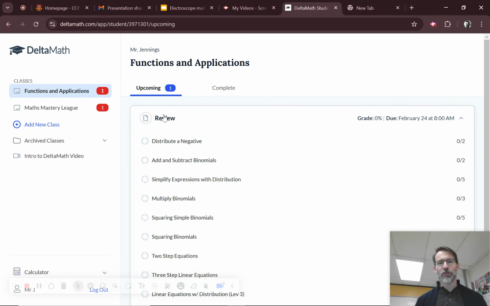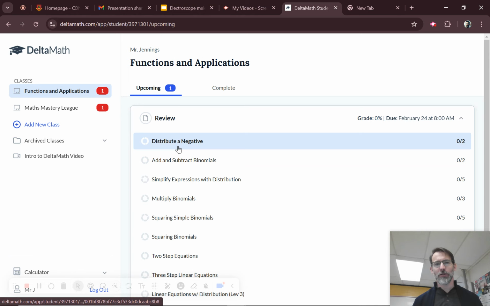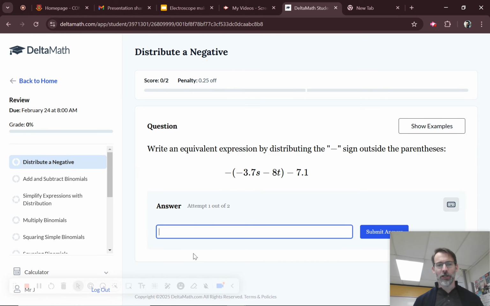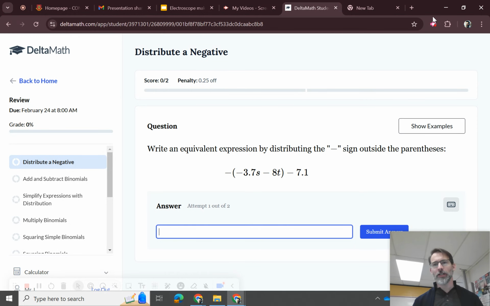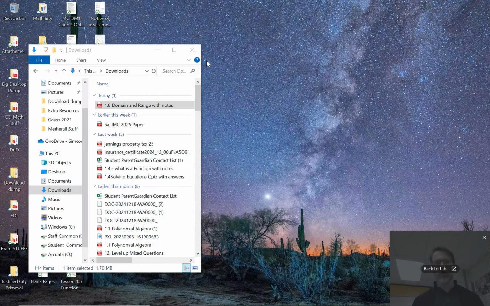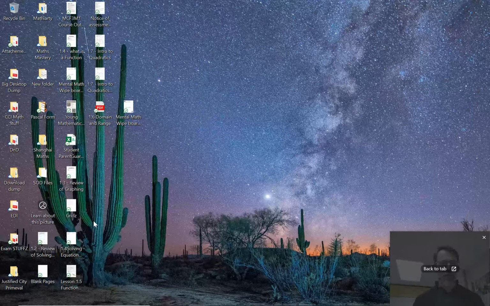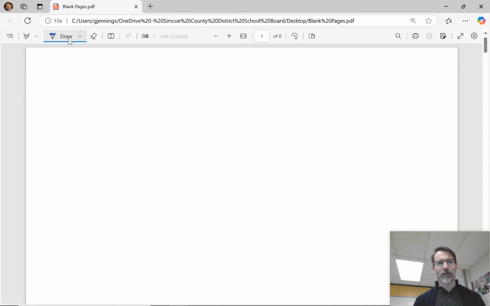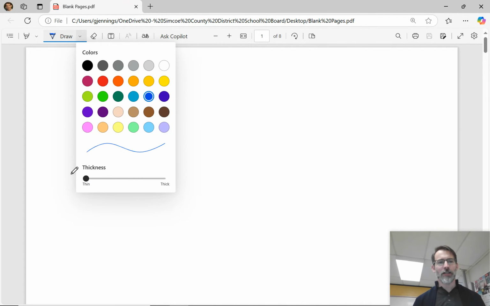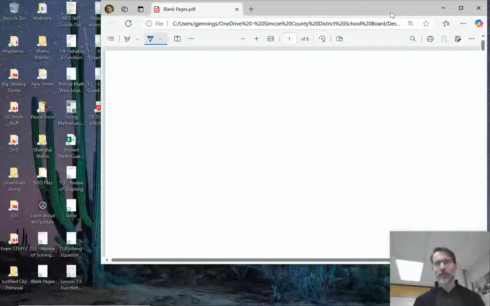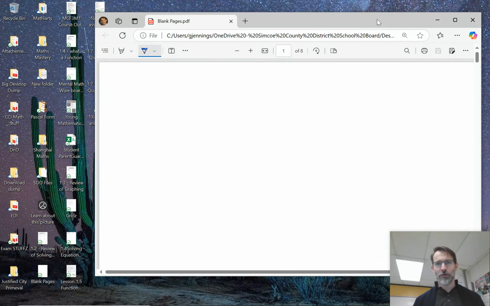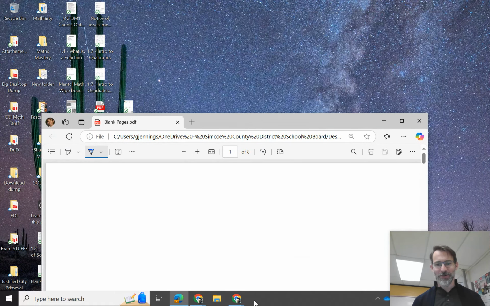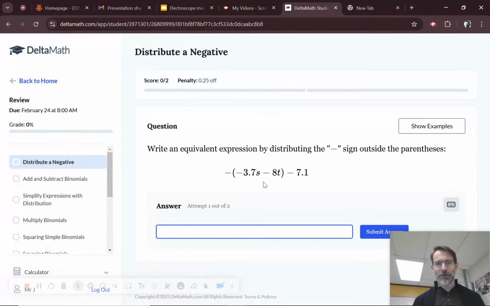So let's go. I am a student in the class, so I'm going to go ahead and do some of these things. When we're looking at distributing a negative, one thing I'm going to want available to do this effectively is some blank paper. So I'm going to get out some blank pages. I can draw on that. And indeed, I can even make it small so that I can see the questions too. Okay, so here we go.